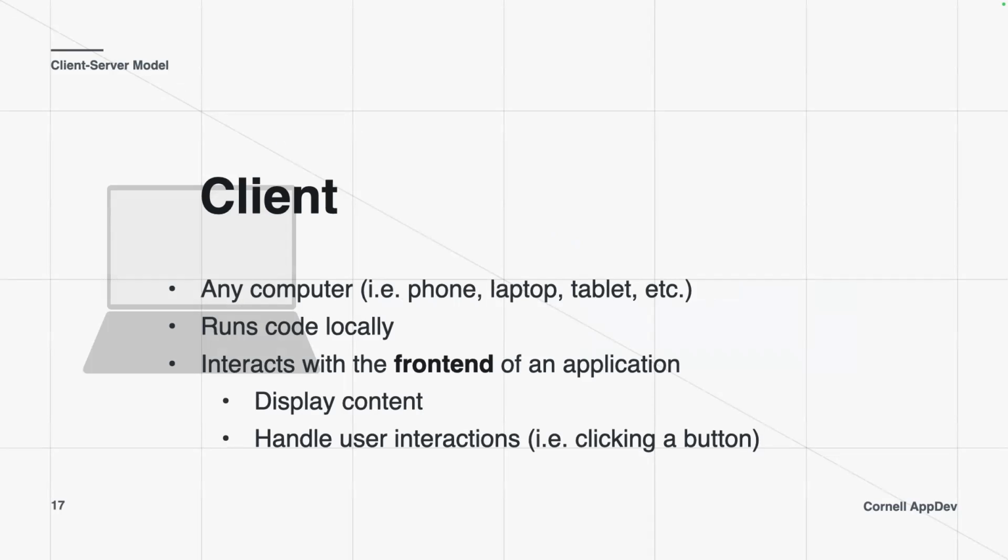The front end is the things that the user sees and interacts with, like literal text, images, the like button on Instagram, the little buttons that you can interact with. That's all the front end. Displaying content and handling user interactions, like viewing something, that's all front end work.